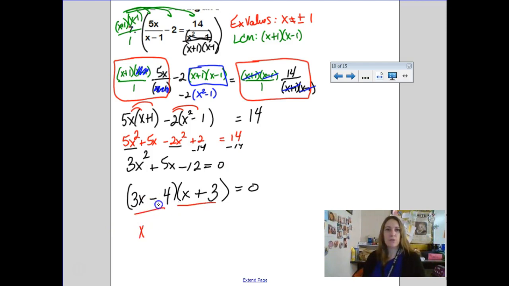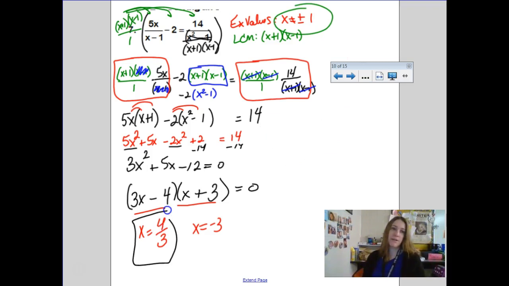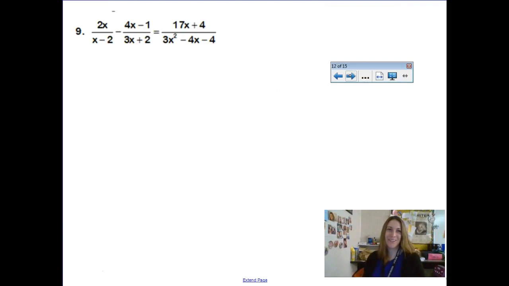This one is going to produce 4/3 if you solved it. And this one will produce -3. Then I go back and remember I have 2 excluded values, positive and -1. Neither one of these are positive or -1, so let's keep them both. Awesome. All right. Yeah. It's a lot of work.